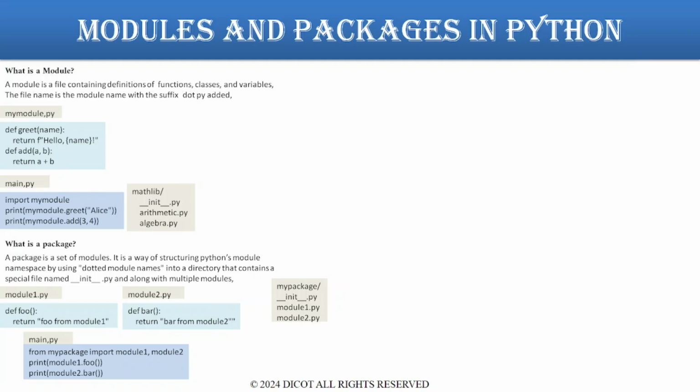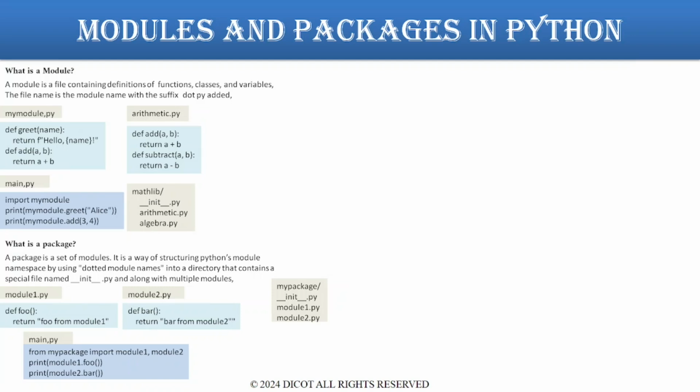Arithmetic.py contains the definition for functions named add and subtract. Path of this module is mathlib/arithmetic.py. def add(a, b): return a plus b. def subtract(a, b): return a minus b.